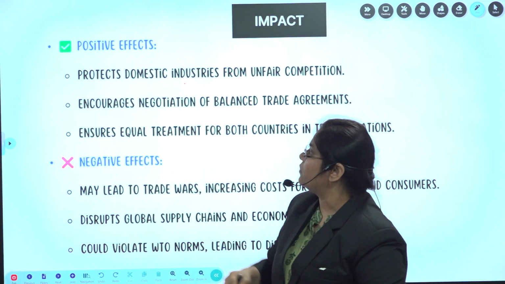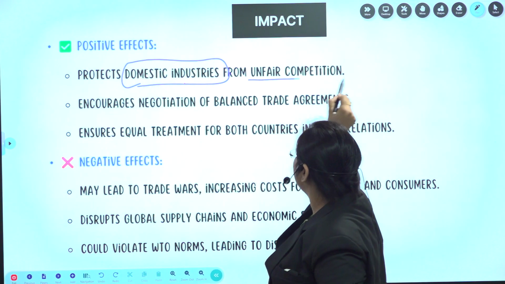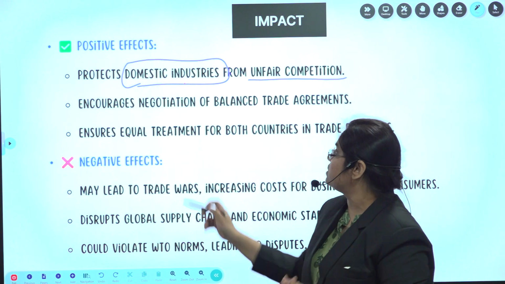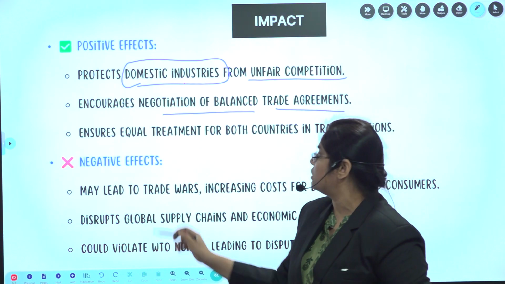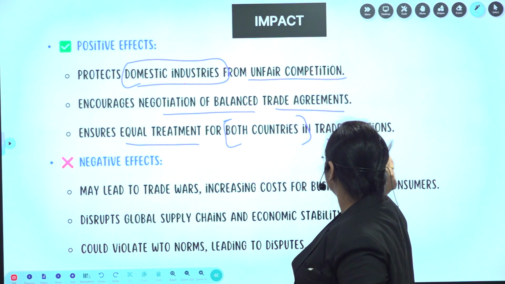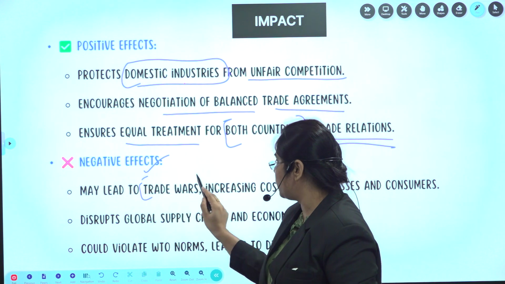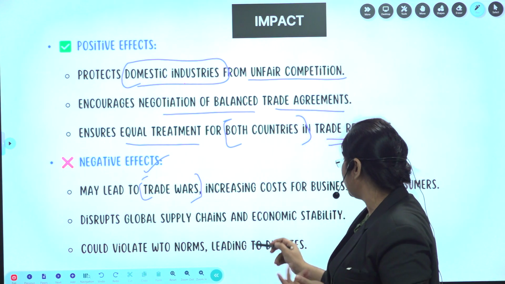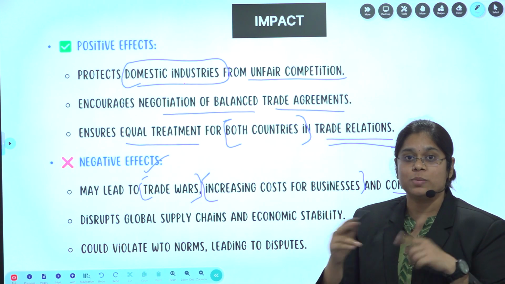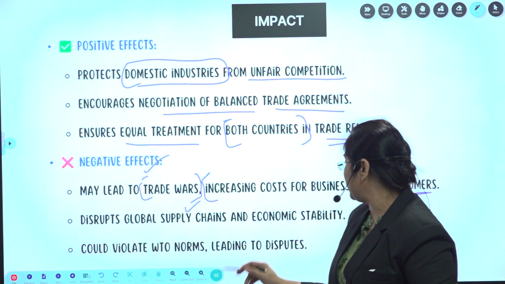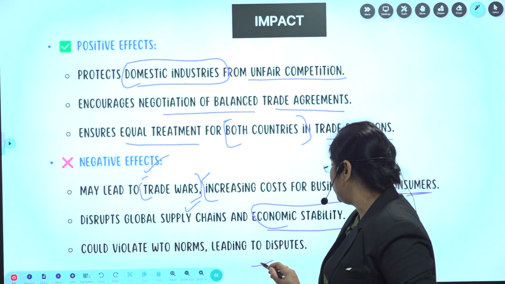Now, what are the positive effects? It protects the domestic market from unfair competition, it encourages the negotiation of balanced trade agreements, and it also ensures equal treatment for both countries in trade relations. Now, what are the negative impacts? It may lead to trade wars, right? Increase in product prices, increase in cost for businesses and consumers, and it also disrupts the global supply chain and economic stability, and could violate WTO norms, leading to disputes.